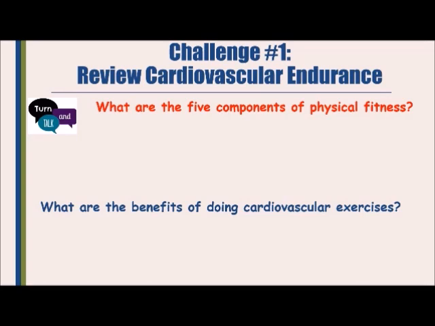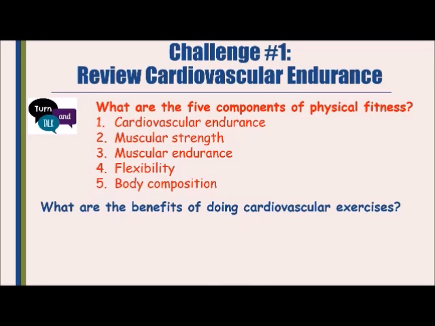All right, so if your answers were cardiovascular endurance, muscular strength, muscular endurance, flexibility, and body composition, then that means that you got it right. So those are the 5 components of physical fitness. All right, now let's think about the answer to this question right here. What are the benefits of doing cardiovascular exercises? Go ahead and share 3 benefits of doing cardiovascular exercises with a family member. Press pause if you need longer time, or go ahead and continue with the lesson.